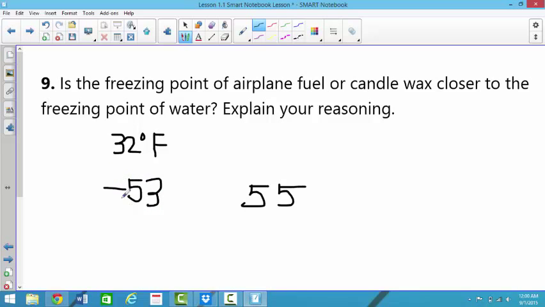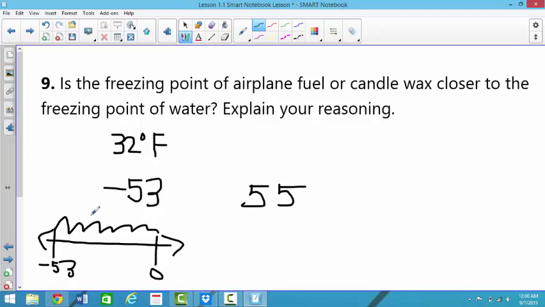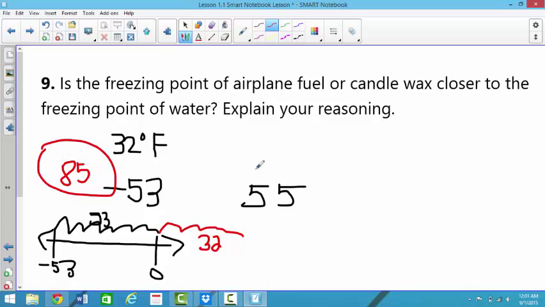Well, if you think of a number line, a negative 53 is all the way down here, and 0 is way over here, so you have to go all those hops, right? That's 53 of them. Plus then you have to go another 32 to get to a positive 32. So these two are 85 degrees away. That's a lot.